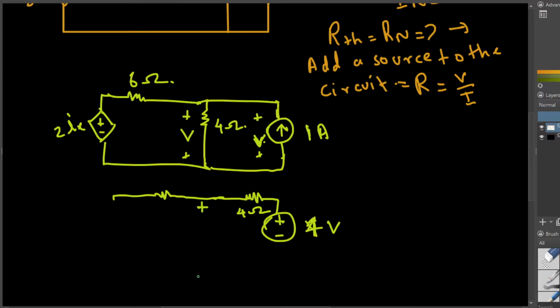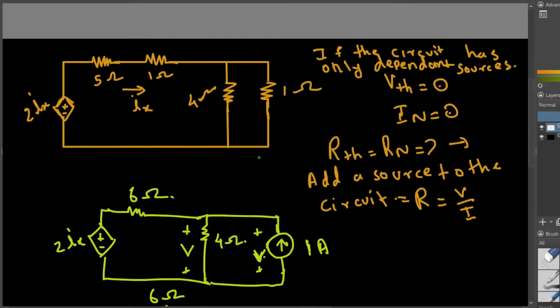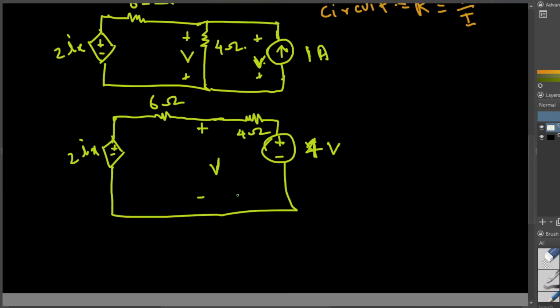This is plus minus voltage right here, and then this is 6 ohm resistor, and here we have the dependent voltage source, plus minus 2ix, and that is it. Now, if you look at our original circuit, we have current ix flowing through this. So if it's a single circuit, then the current flow through the whole circuit is going to be ix.